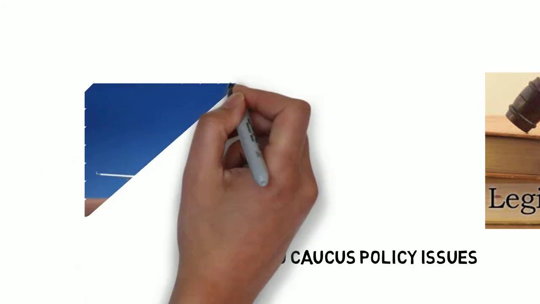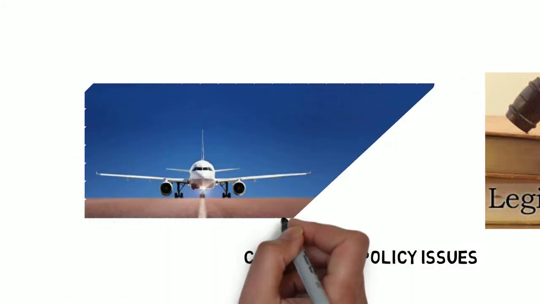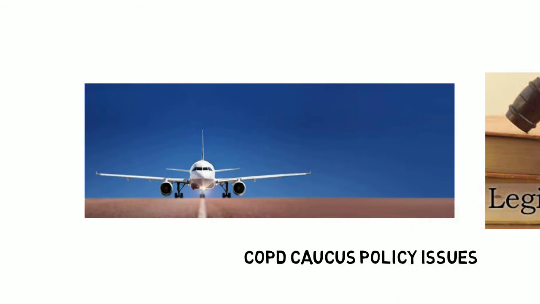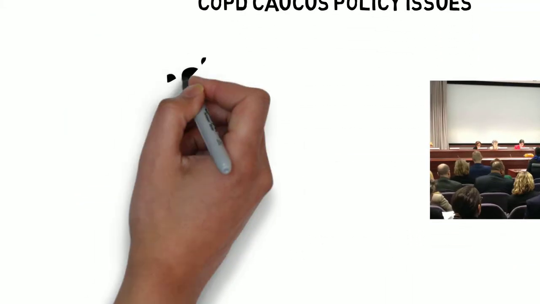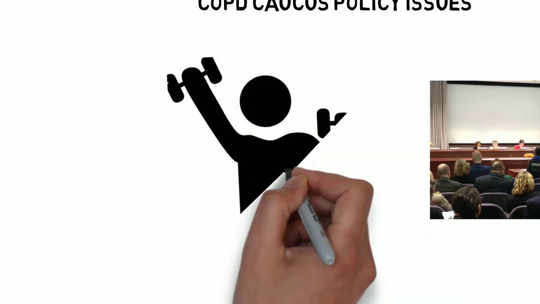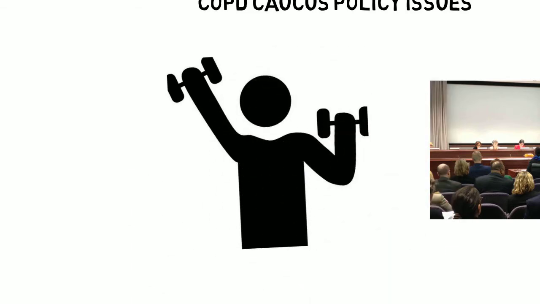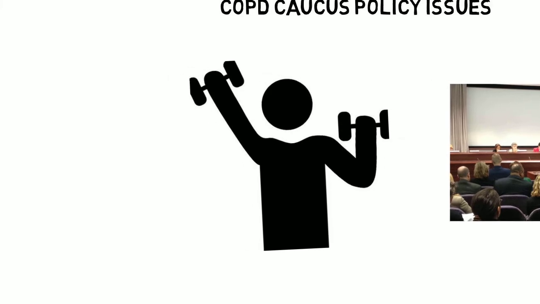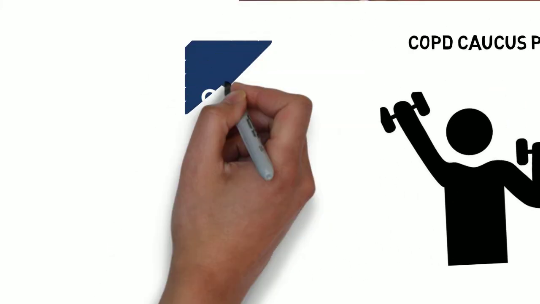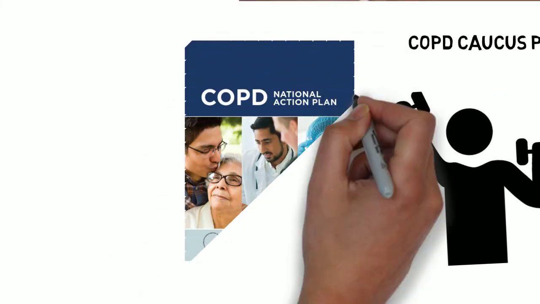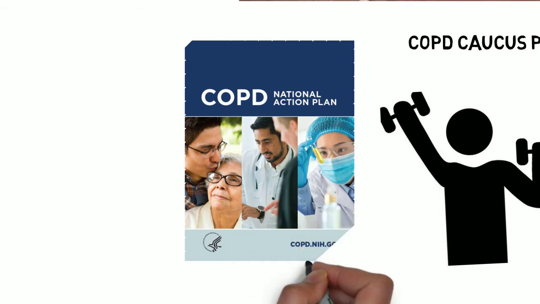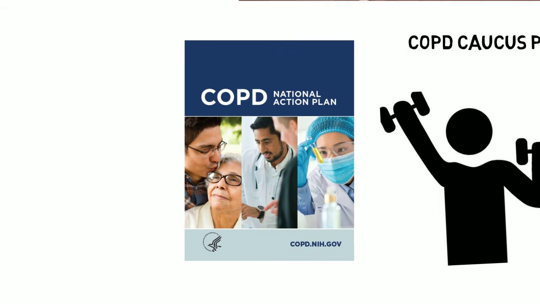In the past, the advocacy from members has led to successes in new federal regulations to ease air travel for those with supplemental oxygen, passing legislation to make pulmonary rehabilitation a permanent benefit for Medicare beneficiaries, and much more. They are currently working on spreading awareness about the COPD National Action Plan and working on the specific action plan goals and tasks.